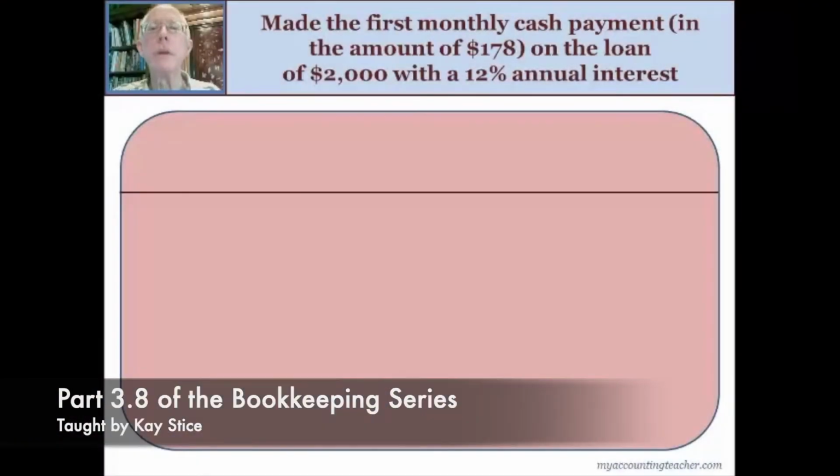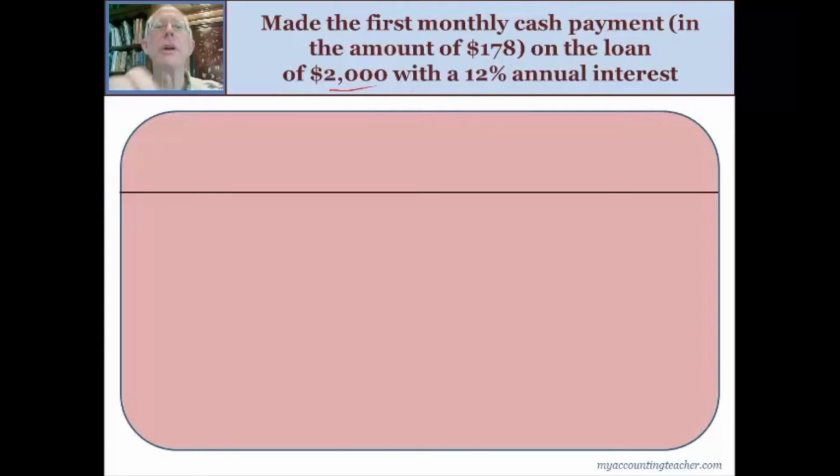We borrowed some money a while back, $2,000 worth, and we're going to start paying it off. We'll make the first monthly payment of $178. Some of that is going towards paying the loan itself to get the loan balance down, and some of it's going to be to pay interest at this high 12% annual interest rate.